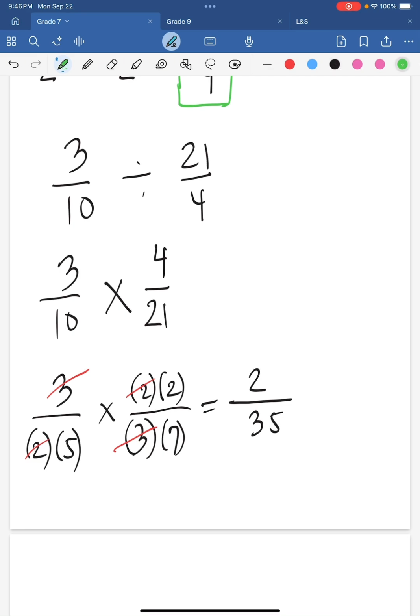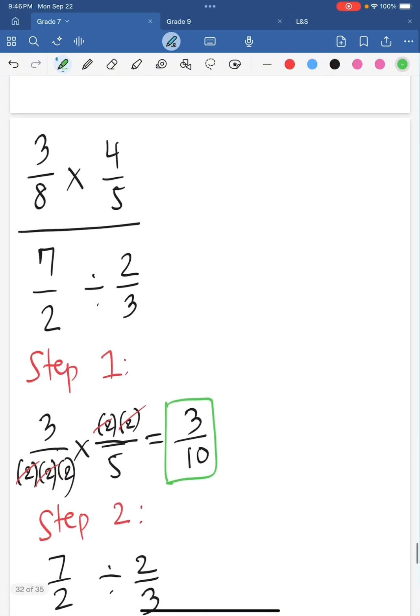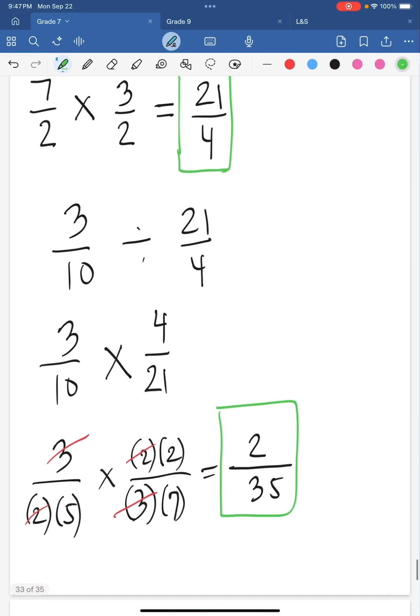So from the given item here, we have 3 over 8 times 4 over 5 over 7 over 2 divided by 2 over 3. The answer, our final answer, is 2 over 35. And that's it for the day.